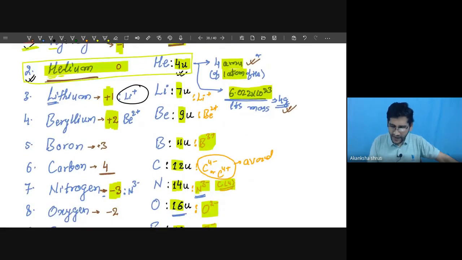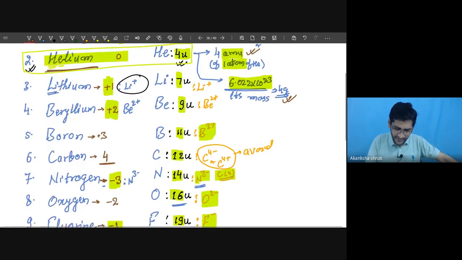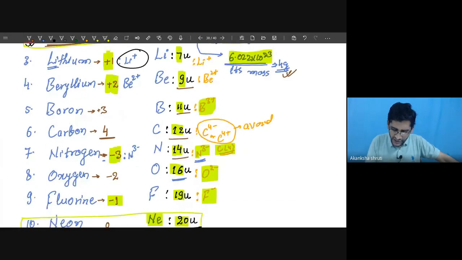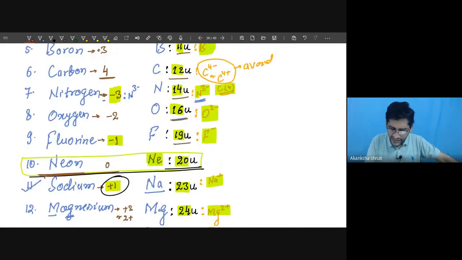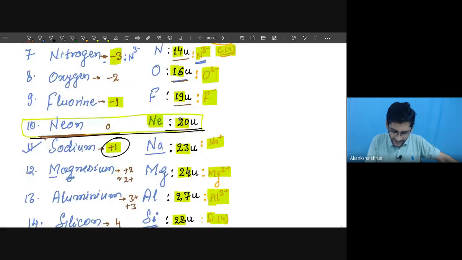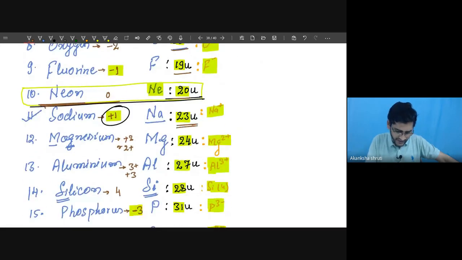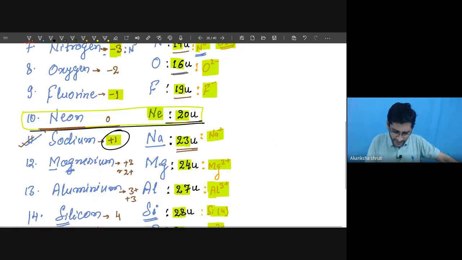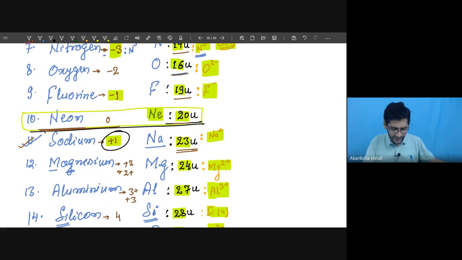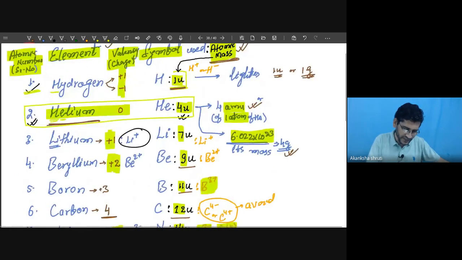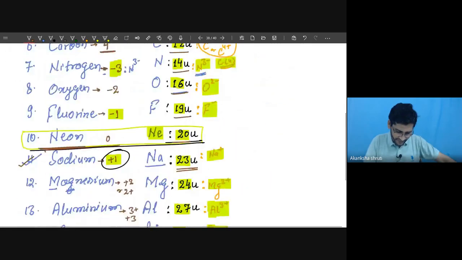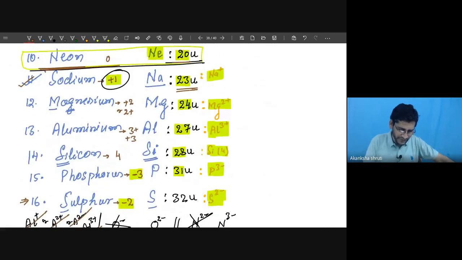How is their ion form? That was also written in this table. Boron, 11 U. Carbon, 12 U. Nitrogen, 14 U or 14 g. Oxygen, 16 U, 16 g. Fluorine, 19 U, 19 g. Neon, 20. Sodium, 23. This we have to keep in mind. Here we are observing the mass is nearly double their serial number or atomic number, which is written in the first column. Okay, students? So this way you can determine roughly, but exactly you have to keep in mind.